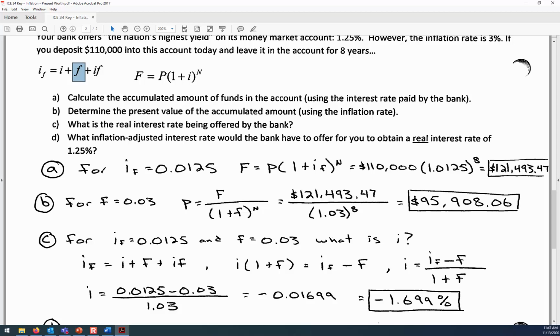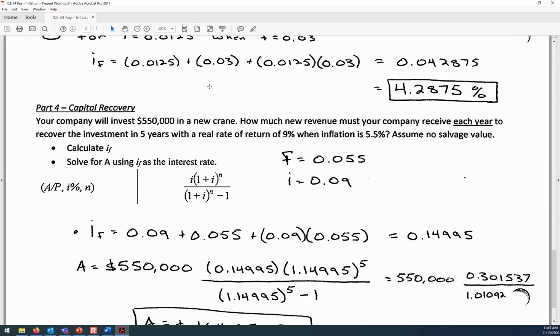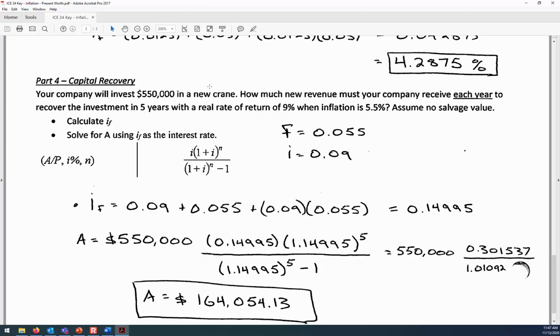All right, so first of all, we need to find the required inflation-adjusted interest rate, I sub f. If you want to earn a real rate of return, meaning you want your purchasing power to be increasing at 9% per year in an environment where prices are experiencing 5.5% inflation, then you need to earn essentially 15%. So 14.995% is the interest rate that you have to earn.